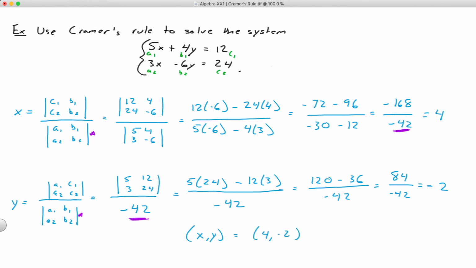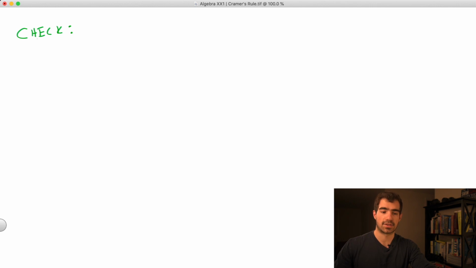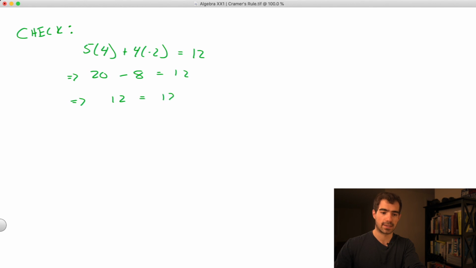In other words, if we were to plug both of these into either of these equations, we would find that it satisfies both of them. Now we can try that just to check, right? And so if we look at 5 times 4 plus 4 times negative 2, we should expect to get 12. And if we do this multiplication, 5 times 4 is going to equal 20. 4 times negative 2 will be minus 8. And 20 minus 8 is indeed 12, right? 12 equals 12 is a true statement, and so that confirms that these two satisfy our first equation.